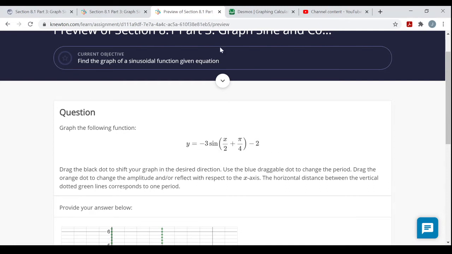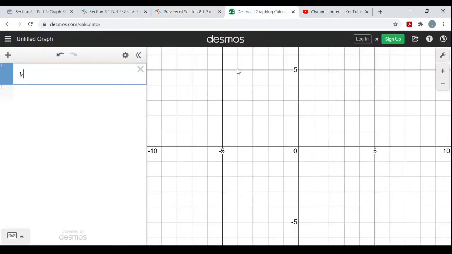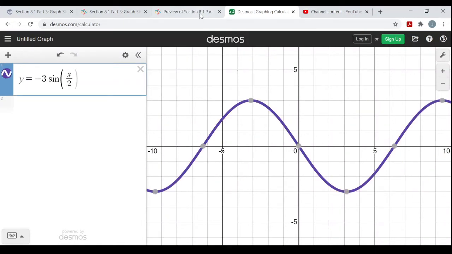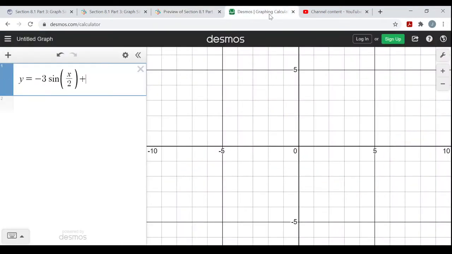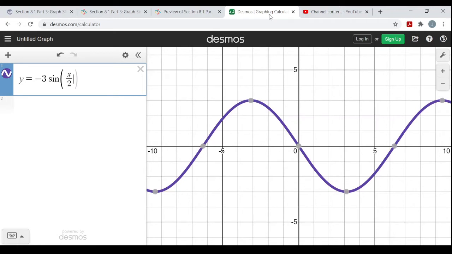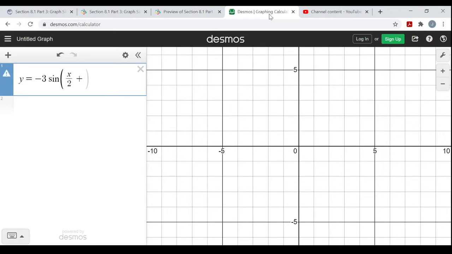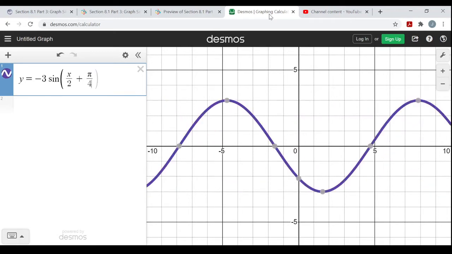And I could enter this, it was negative 3 times the sine, so y equals negative 3 times the sine of x divided by 2, I believe. I'm already losing my thoughts here. Plus pi over 4 and then minus 2. Alright, plus pi over 4, close parentheses, and then minus 2 after.